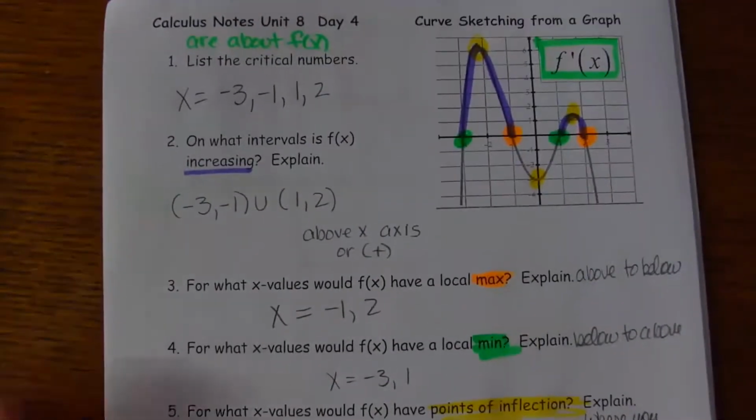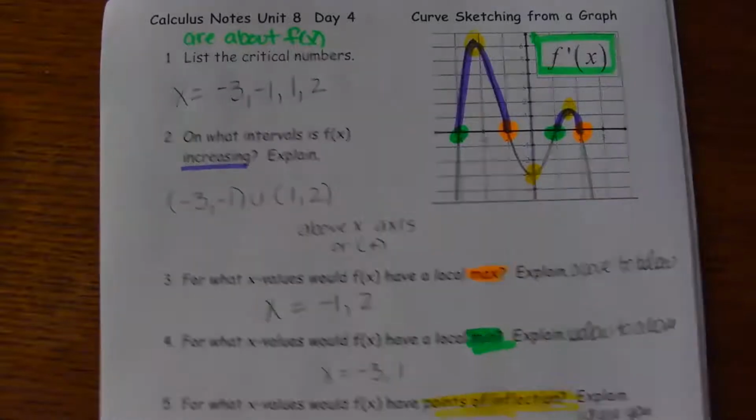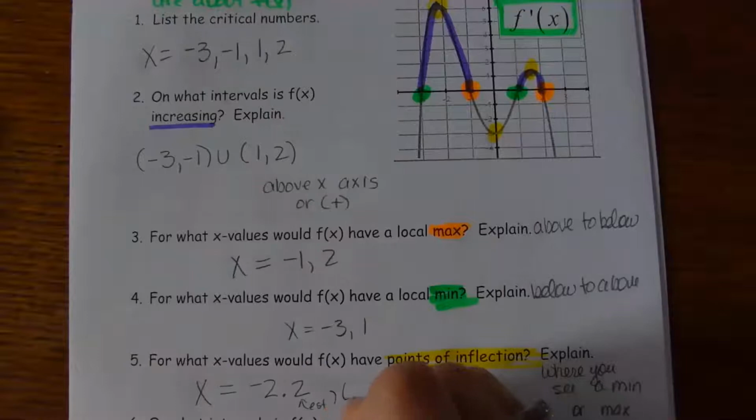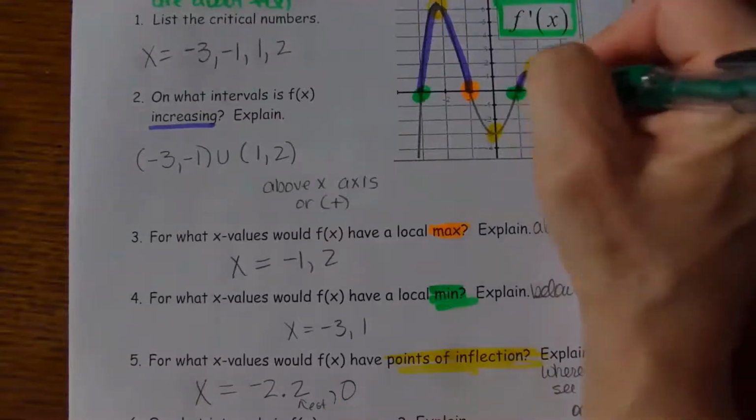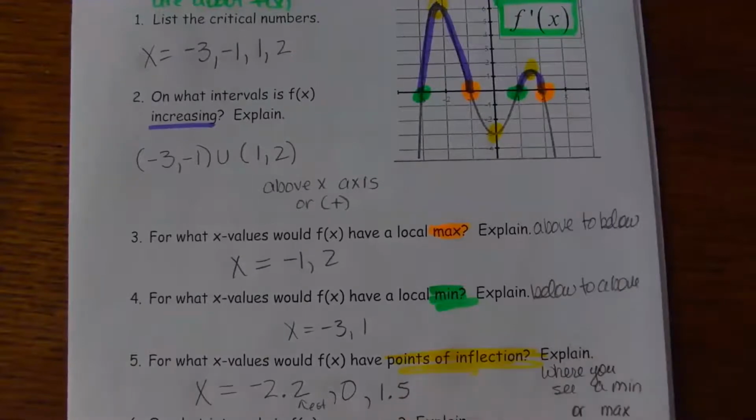Oops. 2.2. We have to estimate on this because it's not exact, but it's good, right? This one I think is right at 0. And this one is exactly halfway between 1 and 2, so I'm gonna call that 1.5. I'm too far in now, y'all can't see anything.